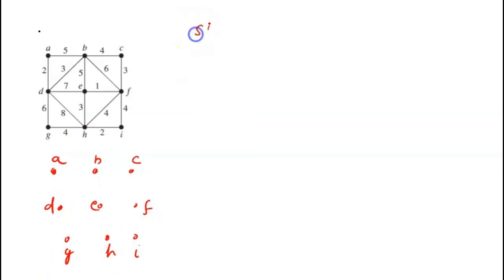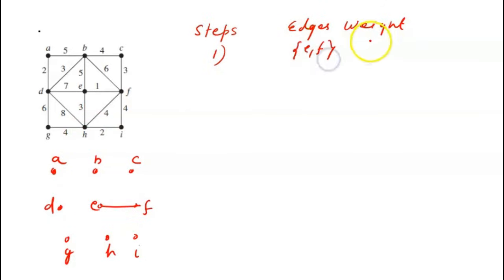How many steps will there be? There will be a total of 8 steps, because there are 9 vertices. So steps, edge, and weight of each edge. In step number 1, I am going to select the edge with minimum weight, and here that is EF. So let us select EF, and its weight is equal to 1.